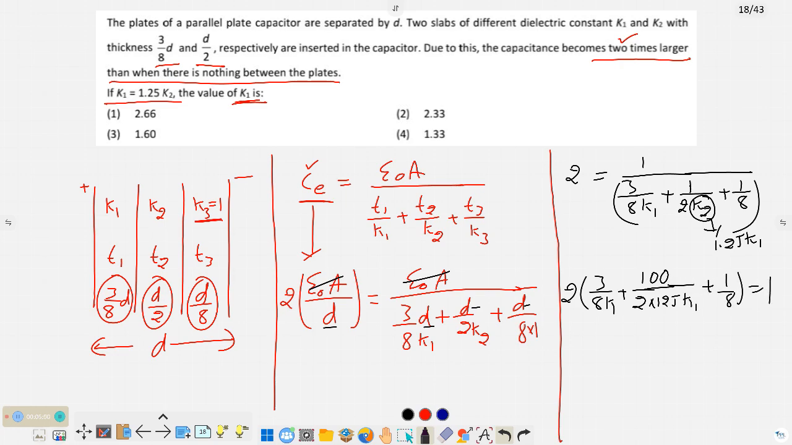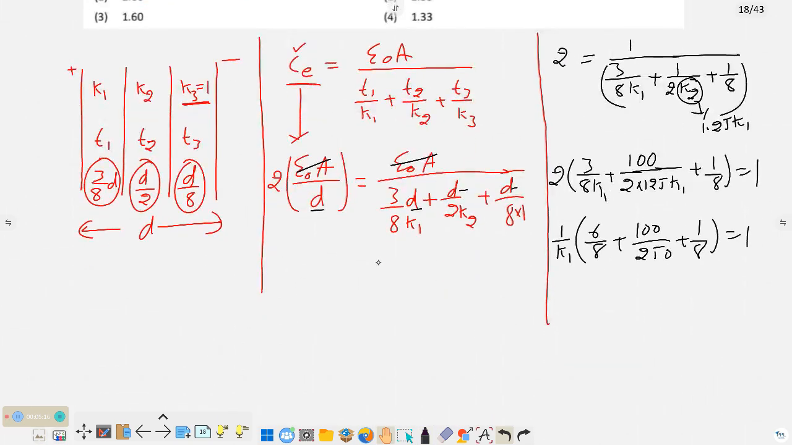That is equal to 1. Now take the 1 by k1 common here. If you take 1 by k1 common and multiply this, this is 6 by 8 plus 100 by 250, plus 1 by 8 is equal to 1. Now solve this mathematically. If you solve this, what result will we get? 1 by k, I need k1, right? So just directly we can do it.